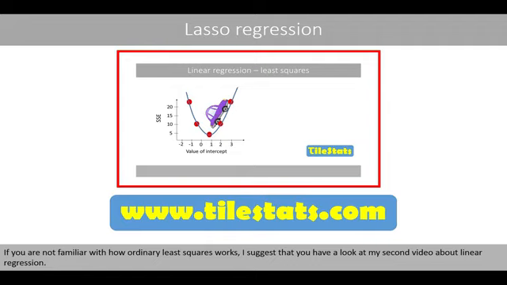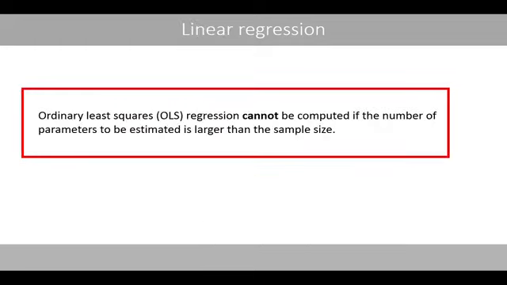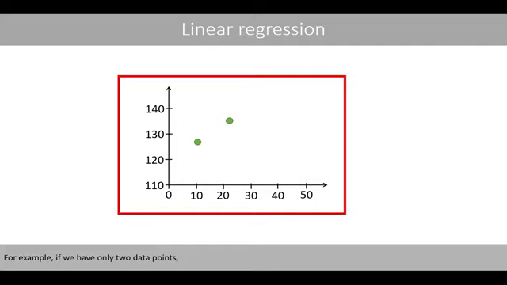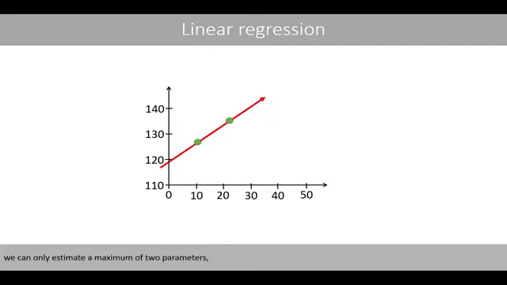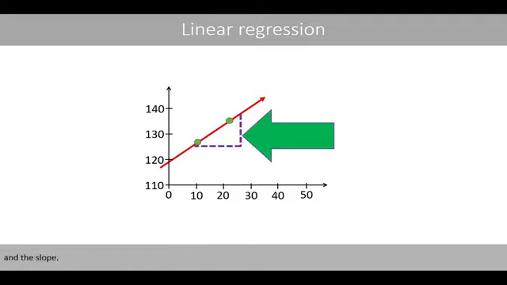If you're not familiar with how ordinary least squares works, I suggest that you have a look at my second video about linear regression. Ordinary least squares regression cannot be computed if the number of parameters to be estimated is larger than the sample size. For example, if we have only 2 data points, we can only estimate a maximum of 2 parameters, the intercept and the slope.